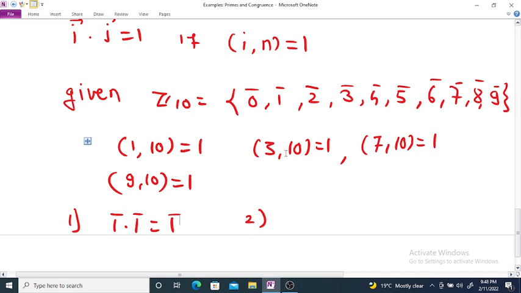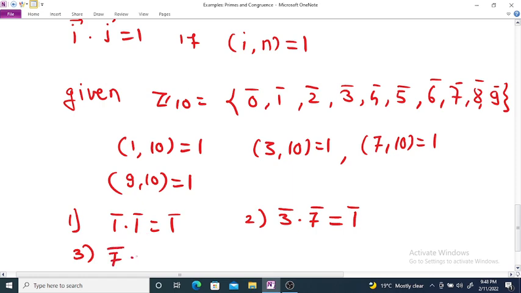Next we want to determine 3. As we know, 3 bar into 7 bar is equal to 21 bar, which is equal to 1 bar. So 3 bar into 7 bar is 1. Again, 7 bar into 3 bar is equal to 1 bar.